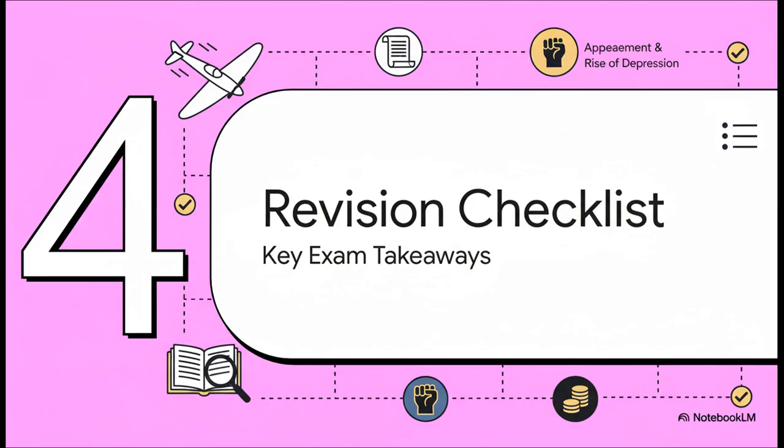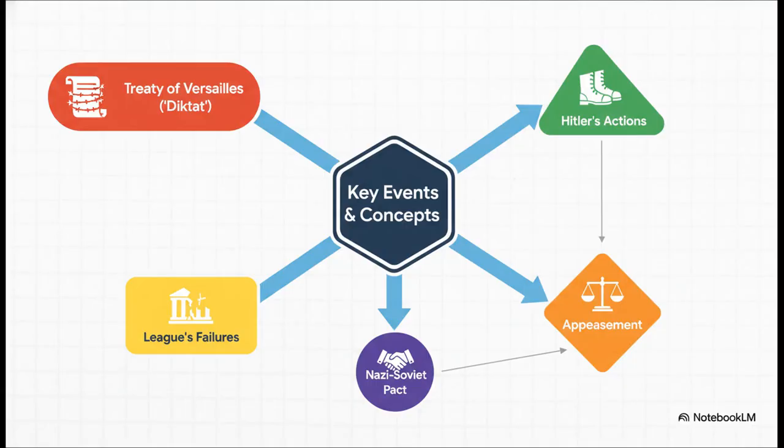Okay, wow. That was a whirlwind tour through 20 very chaotic years. So let's lock in that knowledge with a quick-fire revision checklist of the absolute essentials you need to take into your exam. Right, the key ideas. Make sure you can explain why Versailles was seen as a diktat, know the key failures of the League, like Manchuria and Abyssinia, be able to list Hitler's main steps to war, understand the arguments for and against appeasement, and finally, know why that Nazi-Soviet pact was the final trigger.